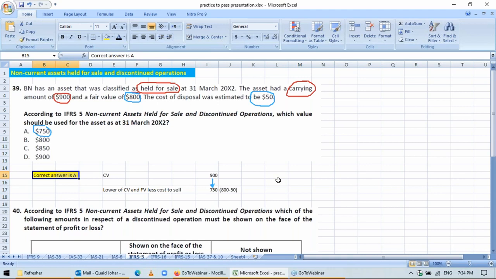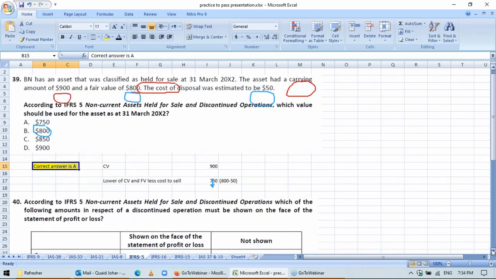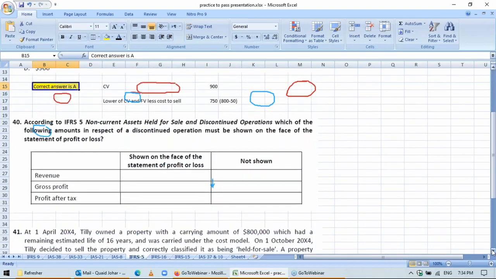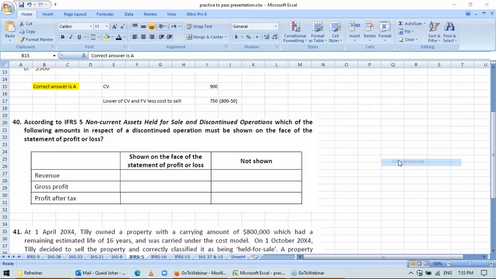Okay, move on to the next item. Question number 40. As per question 40, it talks about discontinued operation.